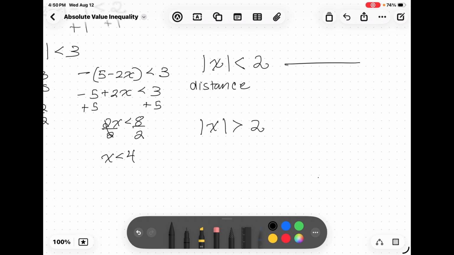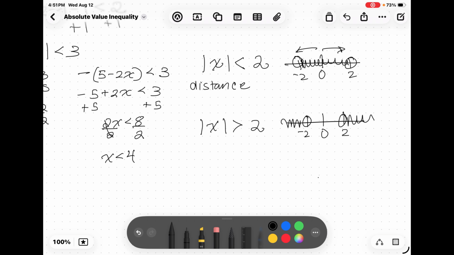So what is that going to look like? From 0, I'm going to go 2 units this way. I'm going to go 2 units this way. And then what are all of the values that are less than 2 units? They're all in here. Don't want these two, so I'm going to open that, put an open circle there. And if the distance is greater than, I'm going to go here and here. And those are going to be all the numbers that are more than 2 units from 0.